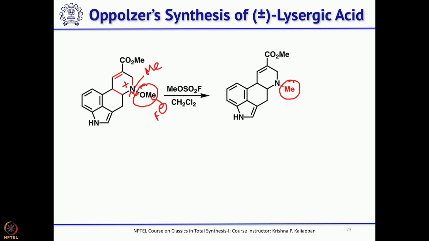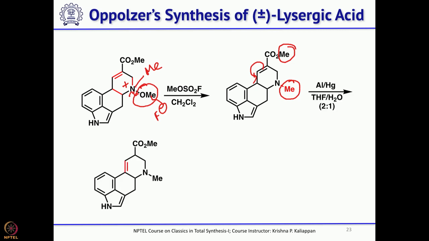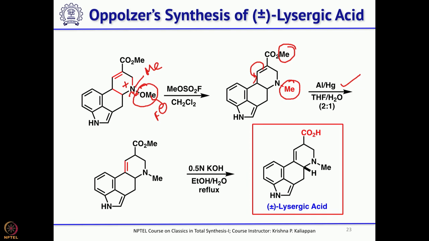Okay. So what needs to be done? Now you have to push the double bond here and hydrolyze the ester to carboxylic acid. If these two are done, synthesis of racemic lysergic acid is completed. Okay. So the isomerization of the double bond was done with aluminum alkoxide to push the alpha beta unsaturated ester to beta gamma unsaturated ester. Then simple hydrolysis, that is alkaline hydrolysis, hydrolyzed the ester to carboxylic acid. Thus he completed the total synthesis of racemic lysergic acid.